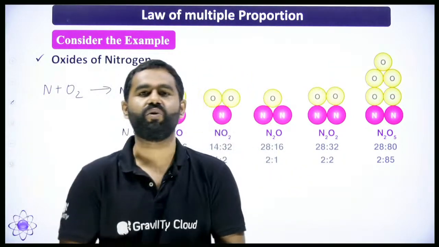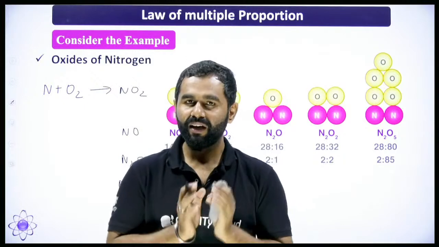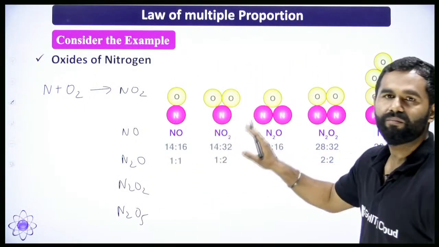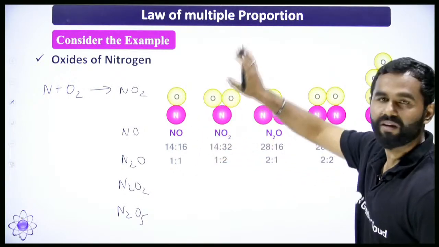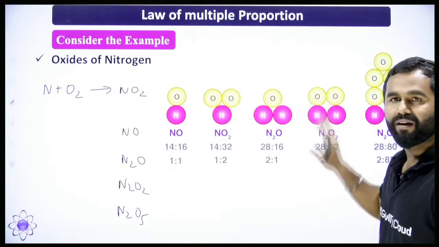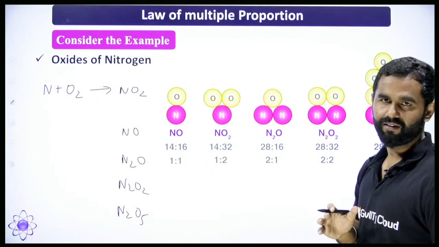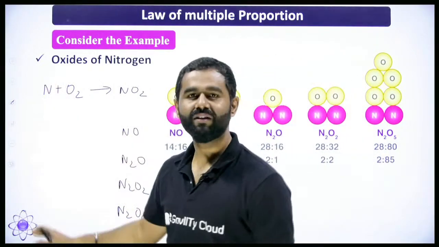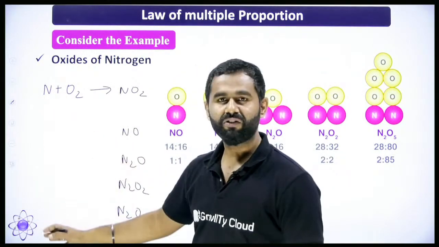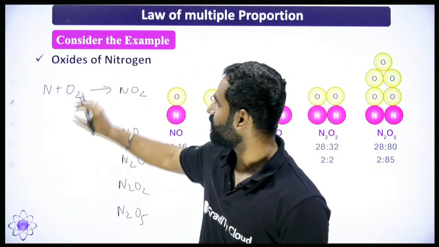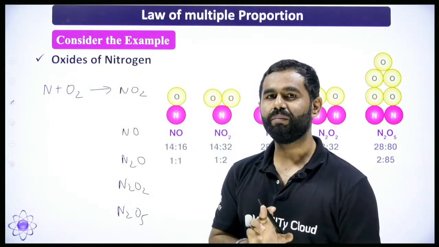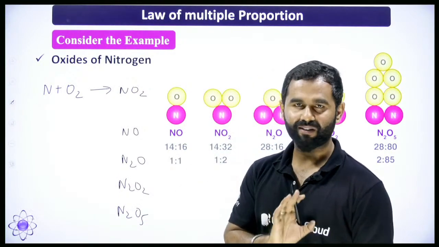The law of definite or constant proportion, multiple proportion, to see that in this case, how the mass of oxygen in each compound bears a simple ratio to one another, right? So what do you need to do? You need to fix the mass of nitrogen. And whatever the mass of oxygen comes in each reaction, take their ratio. That ratio should be a simple whole number ratio, right?